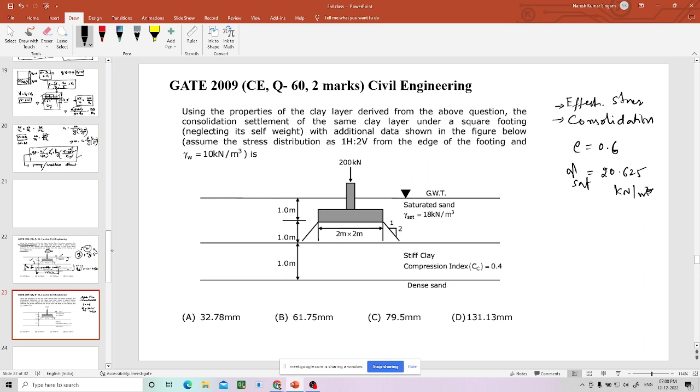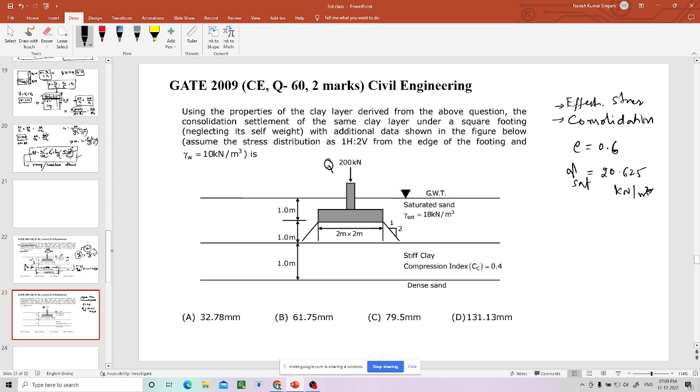Now we have found these two in the last question, and we have to use them in this question. Now the consolidation settlement of the same clay, which has the same properties, under a square footing. This is a square footing, you can see only one side cross section, neglecting its self weight. There is some external load, you can take it as q equal to 200 kilonewton, with additional data as shown in the figure. What you have to find is the consolidation settlement of the clay layer.